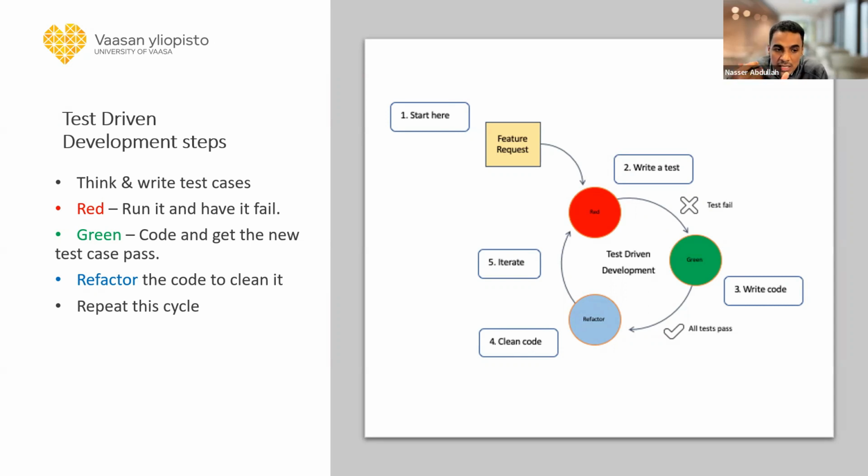Now that we have the test, we try to fix our code to pass these test cases, and then we improve the code, just refactor the code and clean it. So this is the step.